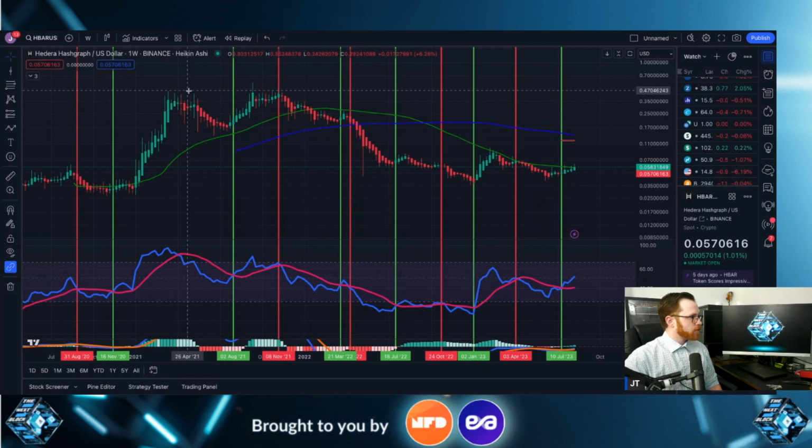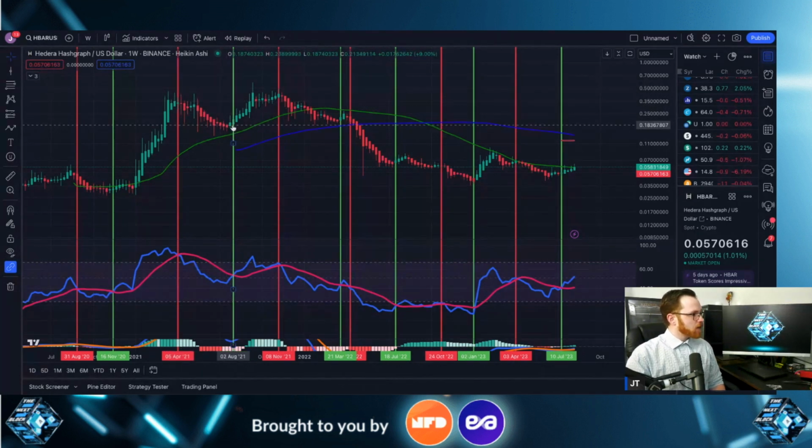When this cross happened to the bull side, we saw HBAR go from about 3 cents all the way up to about 42.50 cents. The next bear cross in the RSI happened on about April 2021 when HBAR was between 35-45 cents. You would be able to ride that all the way down to the next bull cross, which happened at about 17 cents. Just look at this.